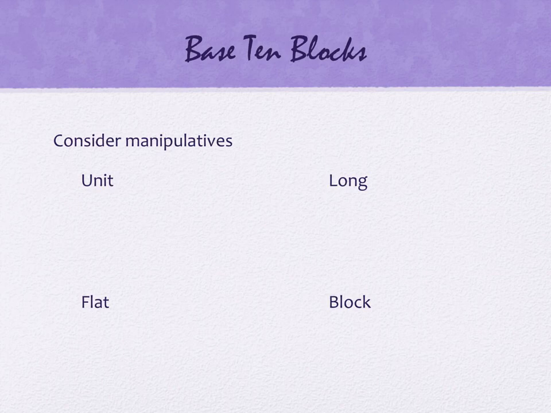Base 10 blocks have what are called unit blocks. Unit blocks are just individual little squares. So they look like this, right? Okay. We have long pieces. They look like this. I'm putting 10 of the little blocks together, and it makes one long piece. It's called a long. We can take 10 of our longs and put them together, and we can make this one. It's got 100 in there, right? A 10 by 10 grid. We call this a flat. And if we put 10 of our flats together, we get a cube.